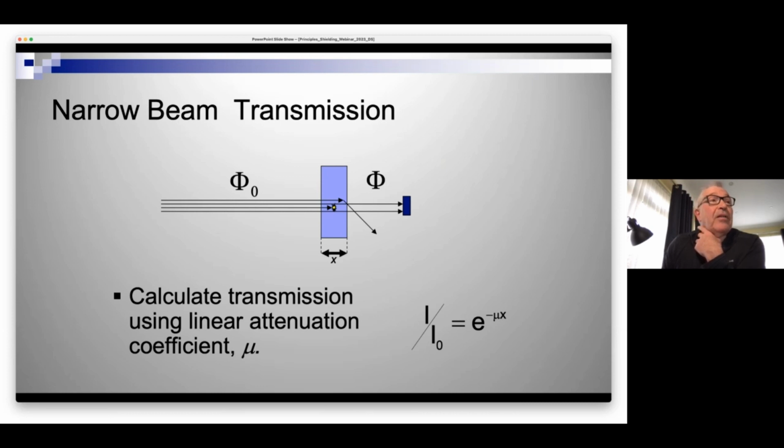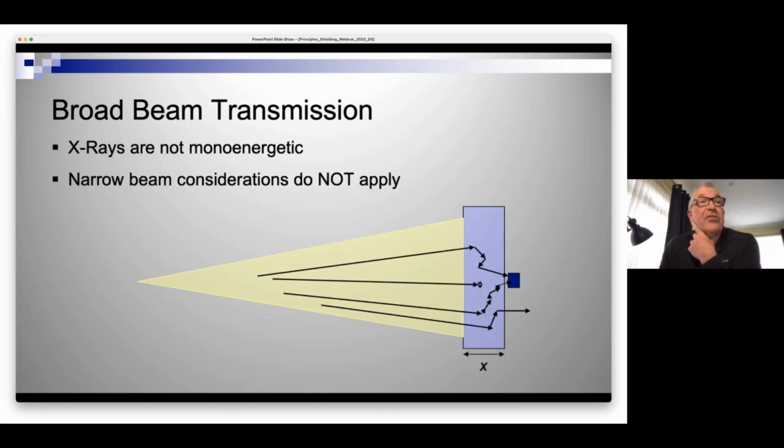So life would be easy if we had narrow beam transmission, because with narrow beam transmission, we've got the Beer-Lambert law, and it's just an exponential attenuation, using a linear attenuation coefficient mu. But of course we can't do that because X-rays aren't monoenergetic and narrow beam considerations just do not apply. We have a broad beam geometry.